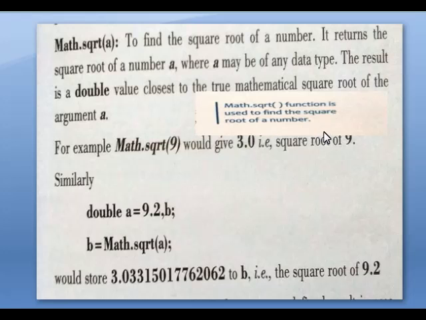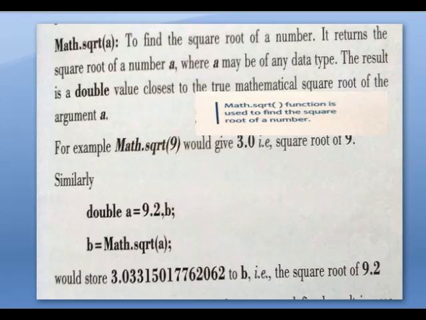For example, Math.sqrt of 9. 9 is the square of 3. 3 squared means 9. So we will take 3 as the answer. Math.sqrt of a returns the value as a double, so we have written it as 3.0. Okay.